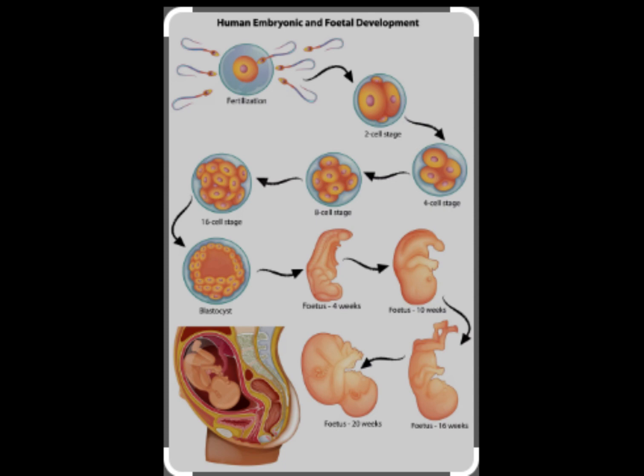Week 13, vocal cords form and the fetus's large head begins to grow proportionate to its body. Week 14, the fetus's skin starts to thicken and fine hair begins to grow. It can start bringing its fingers to its mouth and turn its head. External genitals are fully developed and fingerprints begin to form.